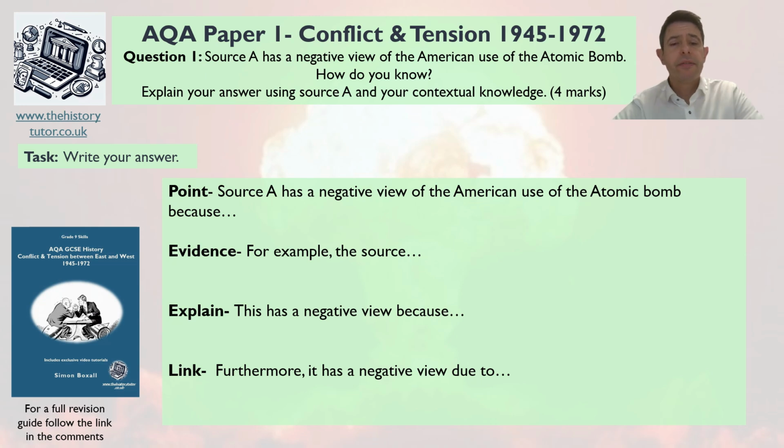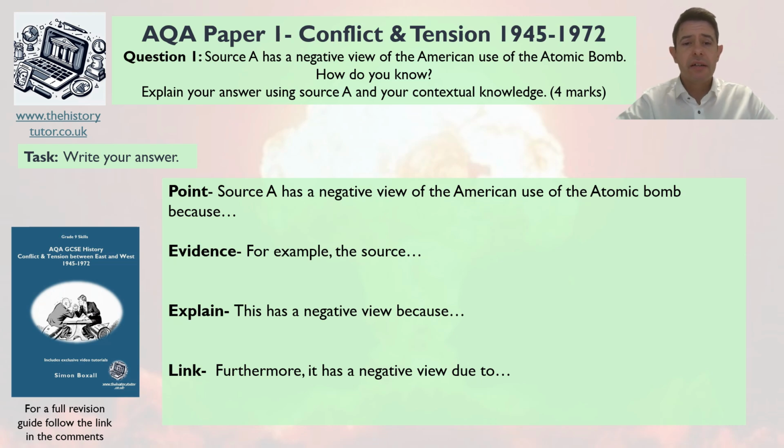Then we could give a little bit of evidence from the cartoon if we need to. And then we need to explain this has a negative view because we need to give our knowledge there. And then we need to link. Furthermore, it has a negative view due to. And in that case, we could give either some more knowledge or we could talk about the provenance of the source and why the writer might have a negative view.